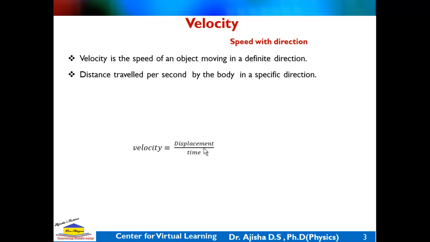So velocity is denoted by V, and above the V there is an arrow symbol that shows it is a vector quantity, which is direction dependent. V is equal to S divided by T. So velocity is a vector quantity, and it is also noted by V with a bar, or U with a bar.